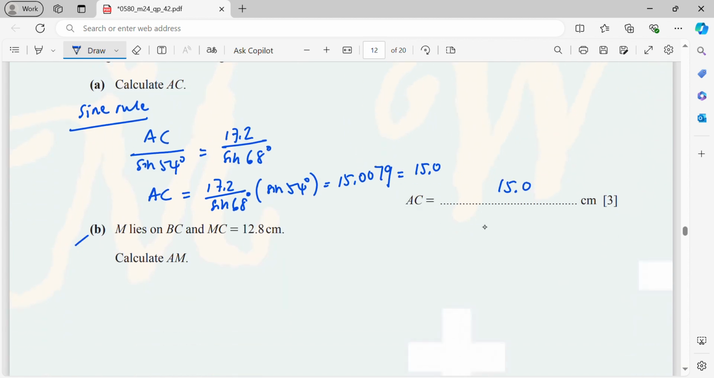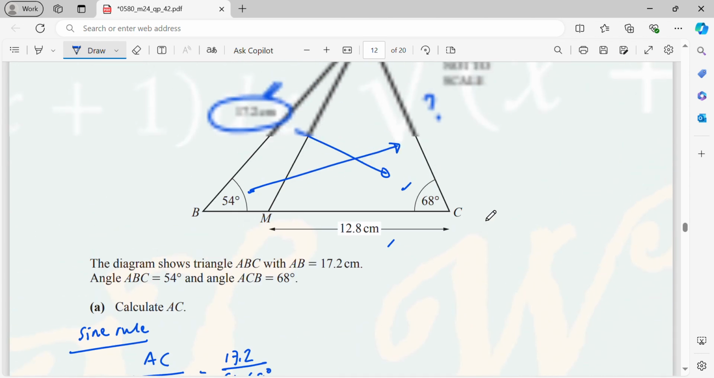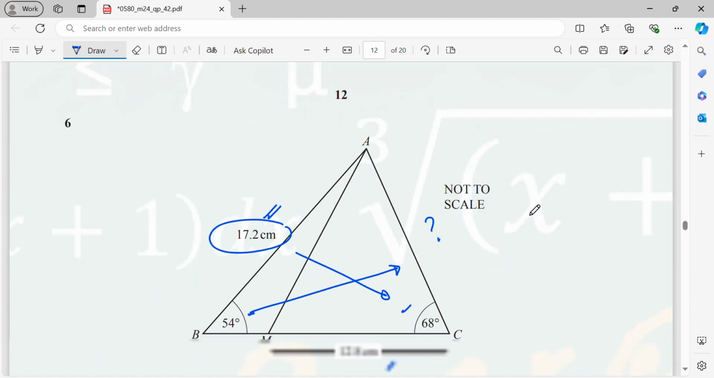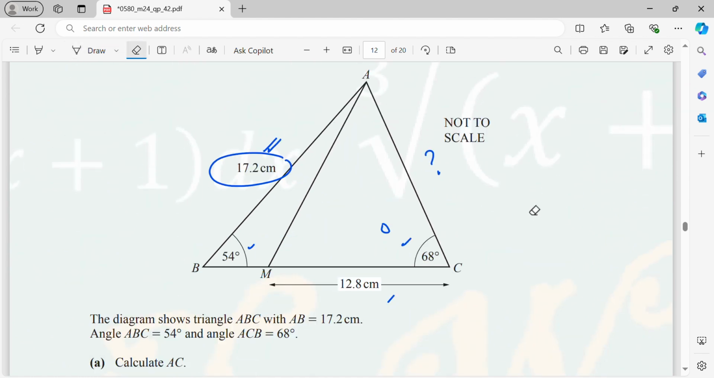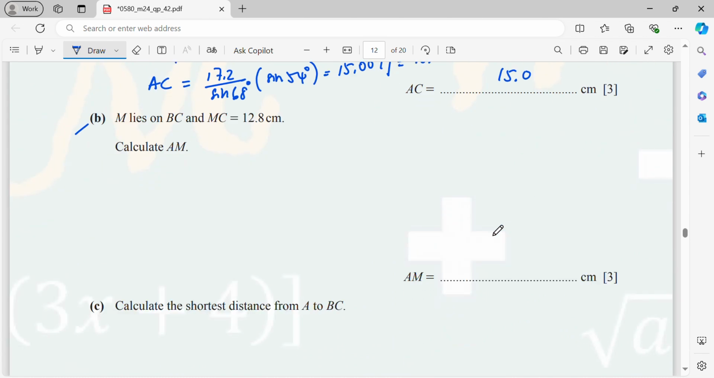Okay, now M lies on BC and MC is 12.8 centimeters. Calculate AM. So now we need to calculate AM. AM is over here. Just now we have found AC here, 15.0. Now you need to find what is your AM. So when you need to find AM, look at here. The AM is the side opposite to 68 degrees, and then you are given two sides as well. So it means that here now involves three sides and one angle. Therefore, I can just use the cosine rule.